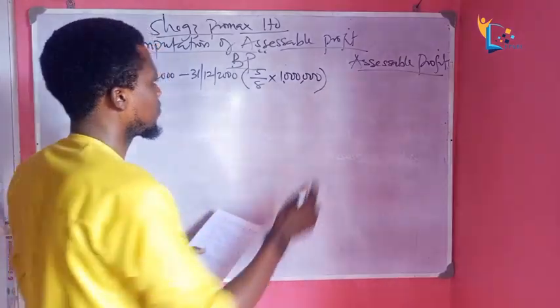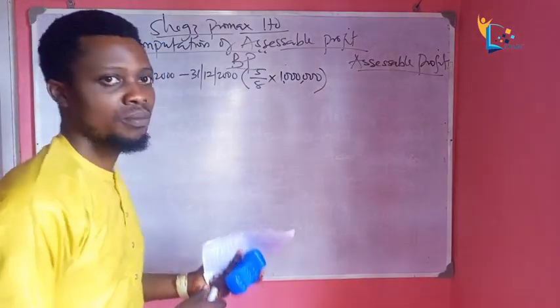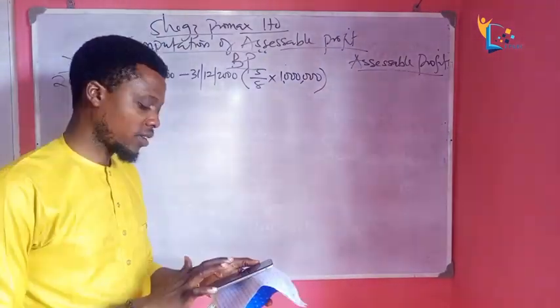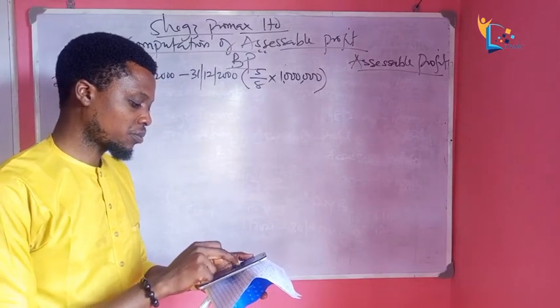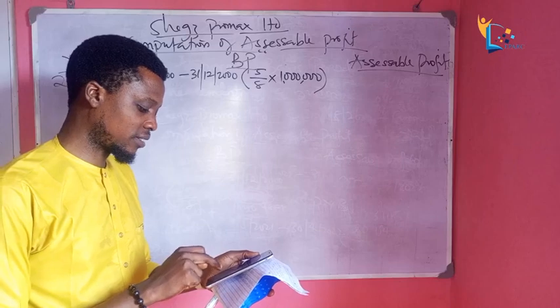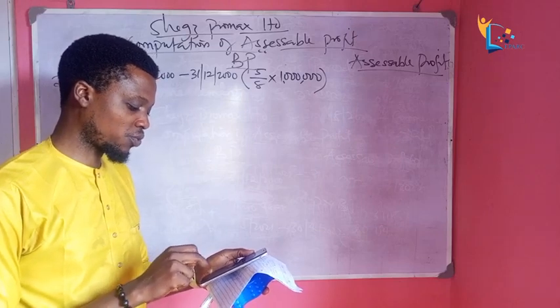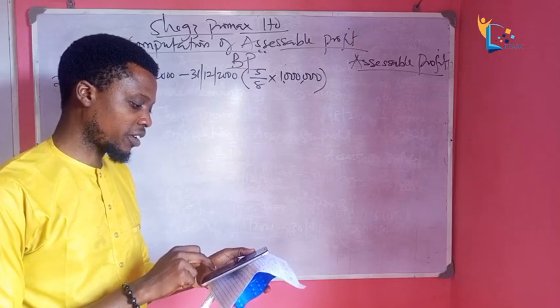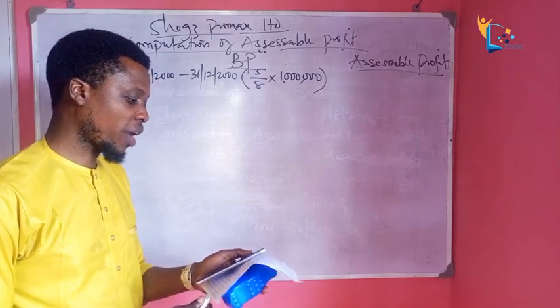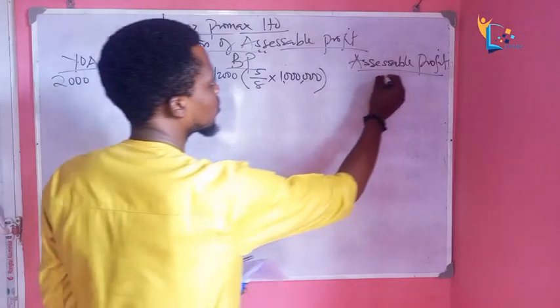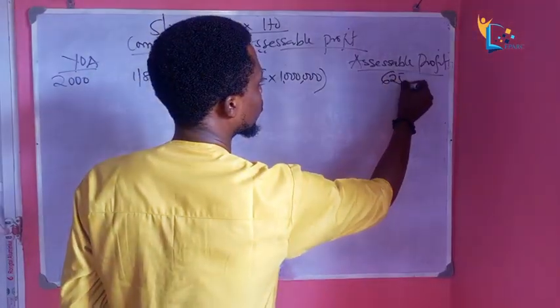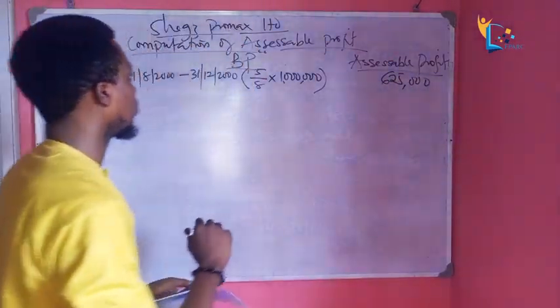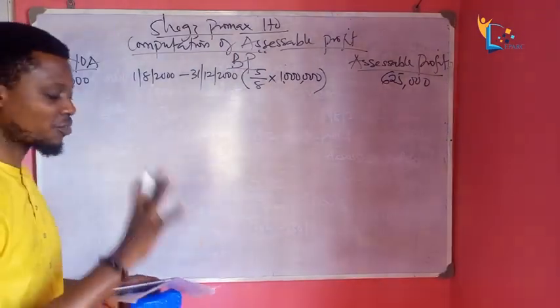Okay? So we'll do the calculation now. Do you understand? 5 divided by 8 gives 0.625 times 1 million naira. So we have 625,000. Okay? Do you understand? This is the first rule.